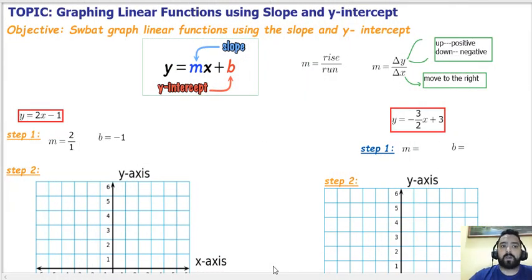Everyone, today I will explain graphing linear functions using the slope and the y-intercept. Remember, before you start with this topic, you have to identify the slope and the y-intercept, and if you don't know how to identify them, you can see the video about slope and y-intercept, linked in the description.